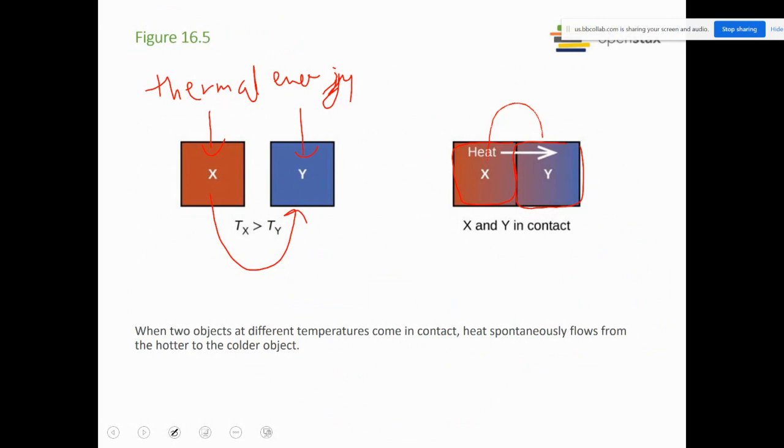And so what I'm telling you here is this part. The heat spontaneously flows from the hotter to the colder object. You will never have heat move or transfer from the colder object to the hotter object. All right, so that process right here is spontaneous. The heat flowing from X to Y is a spontaneous process.